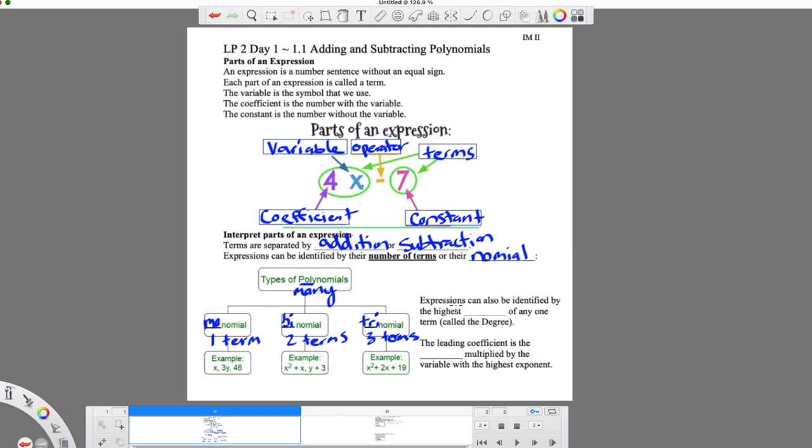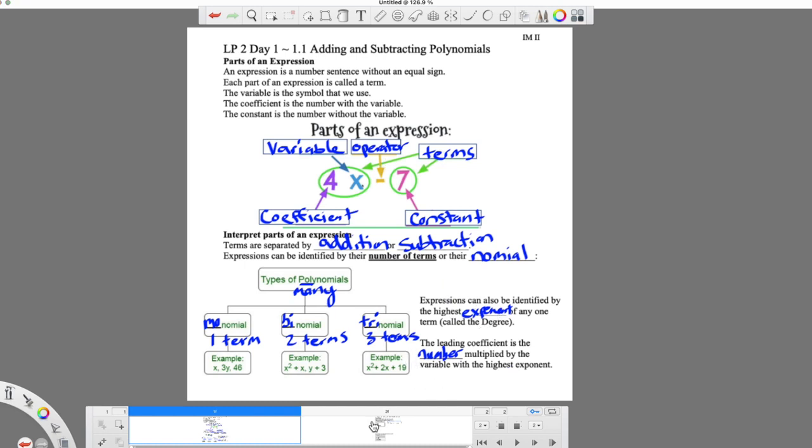Expressions can also be identified by the highest exponent of any one term, and that's called its degree. So that's what we're going to do in the next couple problems. We're going to identify its degree. The leading coefficient is the number multiplied by the variable with the highest exponent. So that's quite literally what we're going to do on the next couple of pages here. We're just going to go through and determine the degree, and then we're going to determine the leading coefficient.